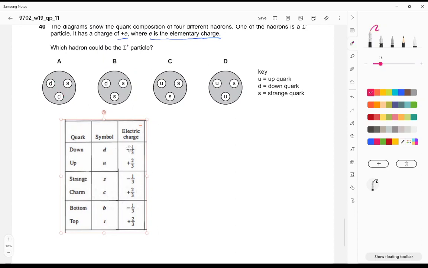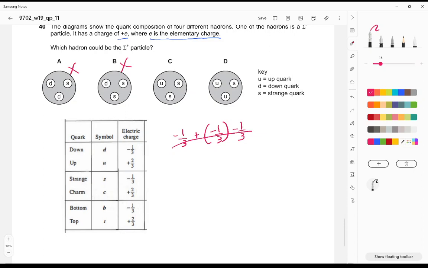So DD is minus 1 over 3, and we need positive charge. So minus 1 over 3 plus minus 1 over 3, and S is the strange quark, which is also minus 1 over 3. So apparently this can never be positive, so this is ignored. DSS is again negative, so this does not make up.